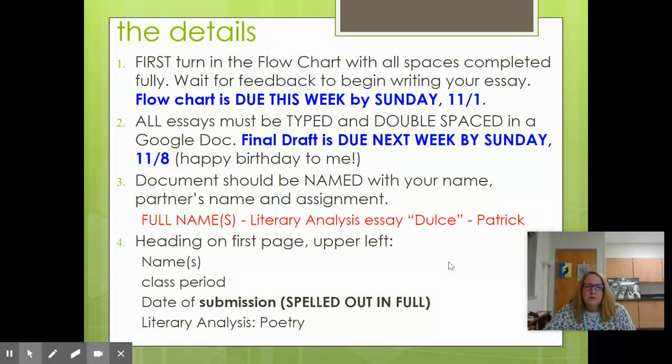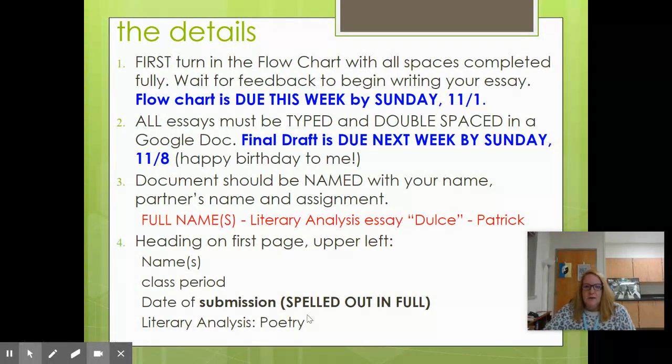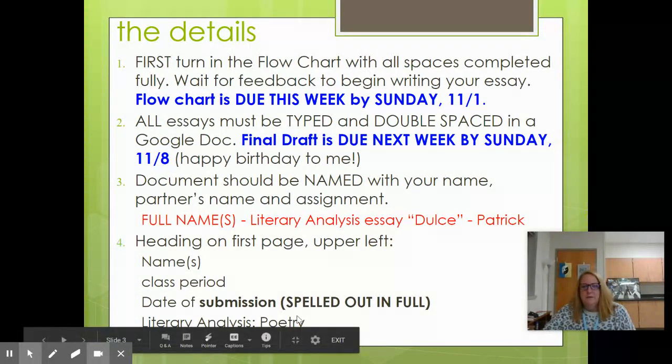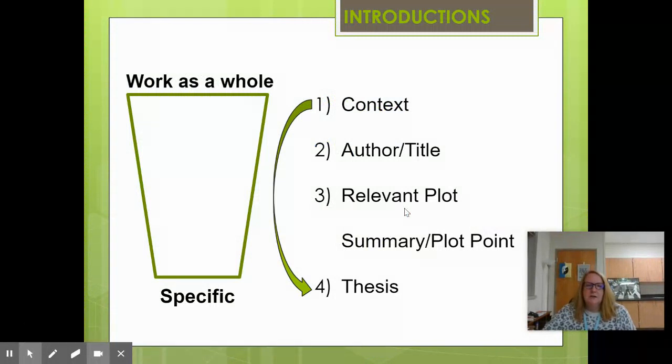On the first page, in the upper left corner, you need to have your name. If you're working with a partner, that's both of your names, your class period, and the date that you're turning it in, spelled out in full. So it shouldn't be like 11/7/20. It should be November 7th, 2020, or November 8th, 2020. And then the assignment, literary analysis, poetry. That's just on the first page.